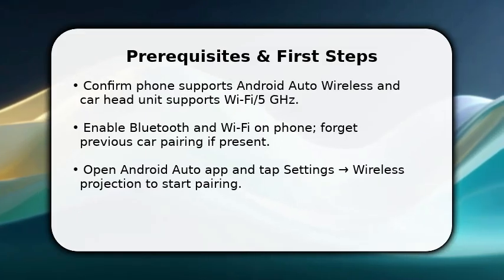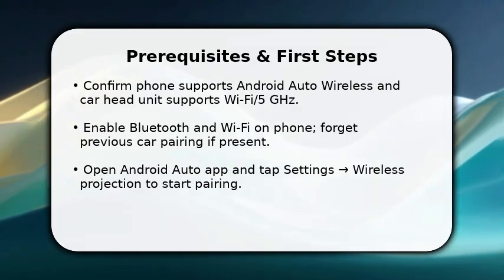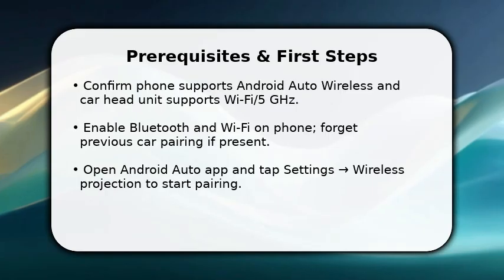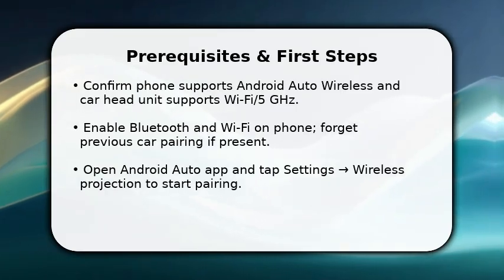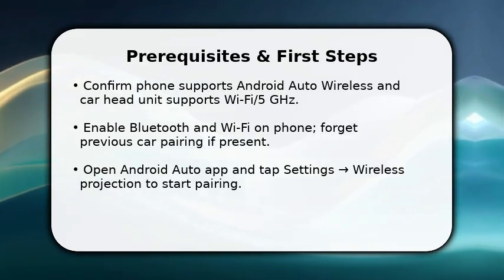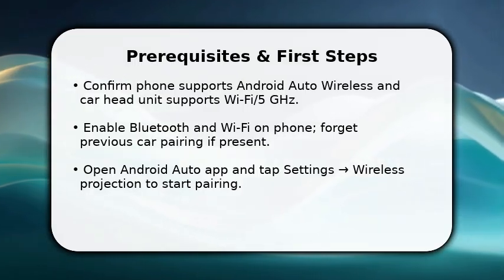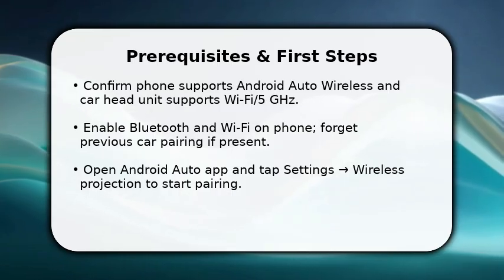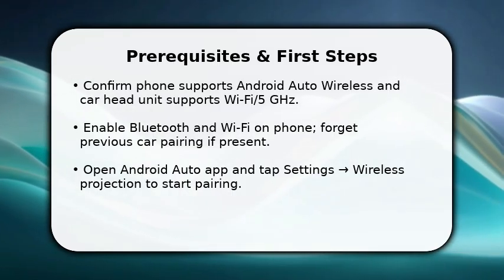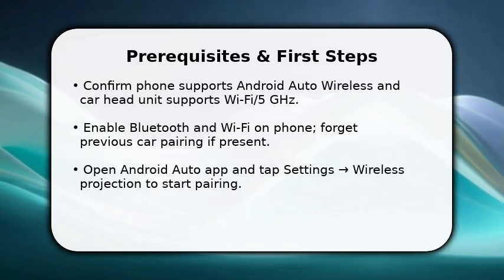Enjoy the video. You begin by confirming compatibility. Your phone must support Android Auto wireless, and the car needs Wi-Fi or built-in wireless Android Auto. Turn on Bluetooth and Wi-Fi because the phone uses Bluetooth to initiate pairing and Wi-Fi for the screen stream. If you previously paired this car, forget the old connection first to avoid handshake conflicts.